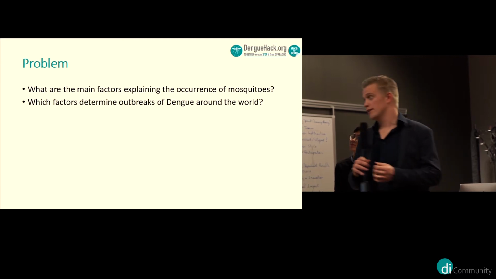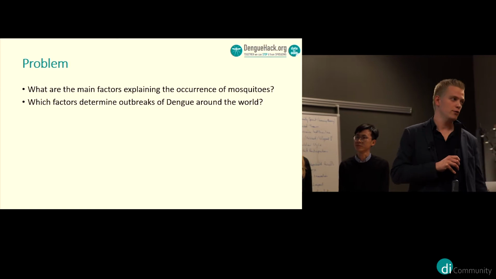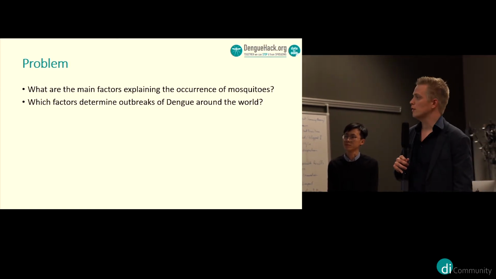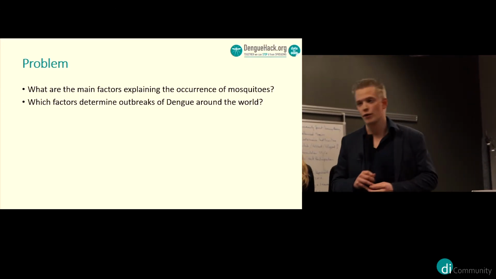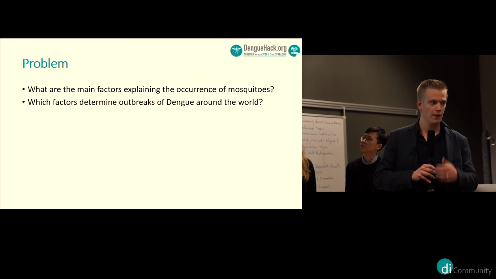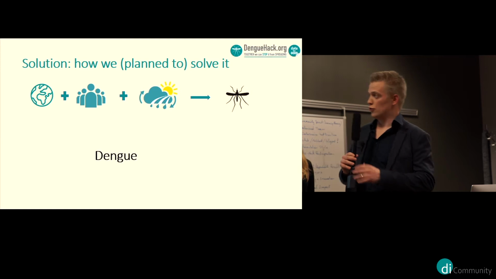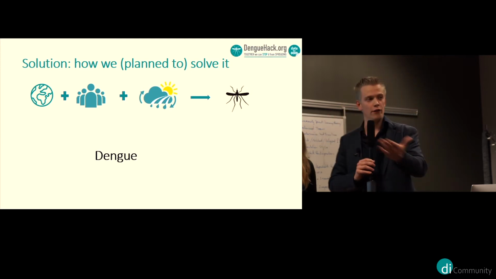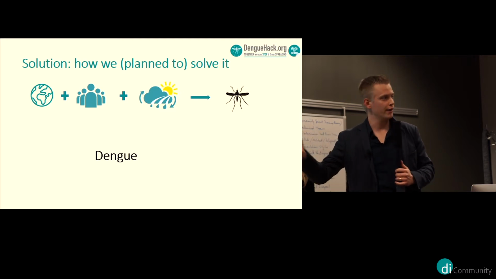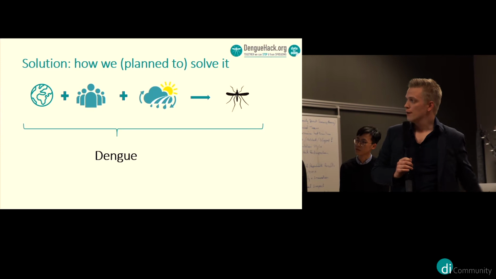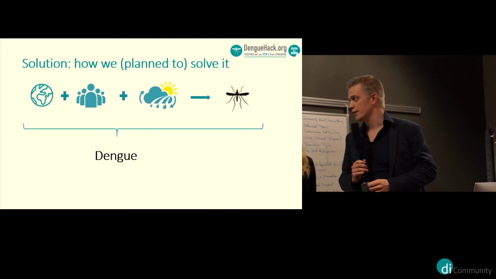We were interested in determining the main factors that are behind the occurrence of mosquitoes, the 2 species of Aedes mosquitoes. But the next step, we were also interested in which factors determine the occurrence of dengue around the world. Initially we had the plan to combine coordinates data of mosquito occurrences with population data and climate data to predict the mosquitoes. And then we would use that model again to predict the dengue outbreaks.